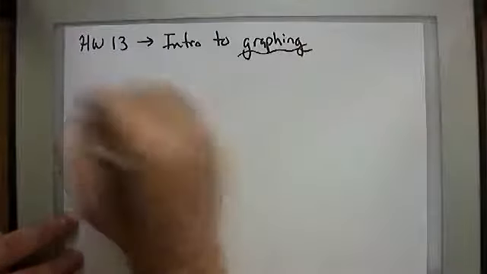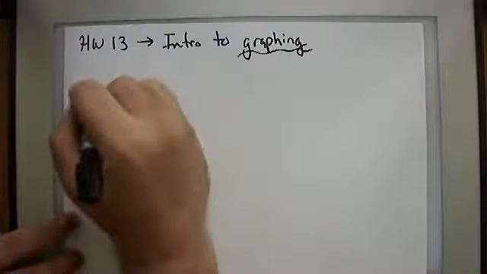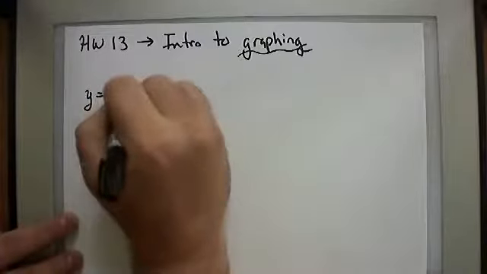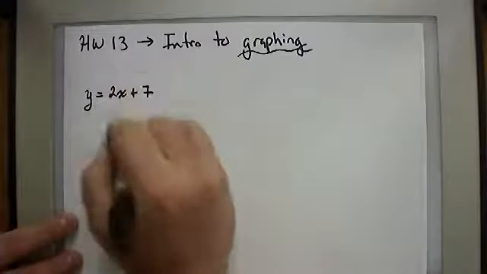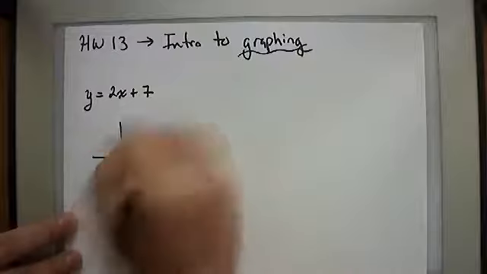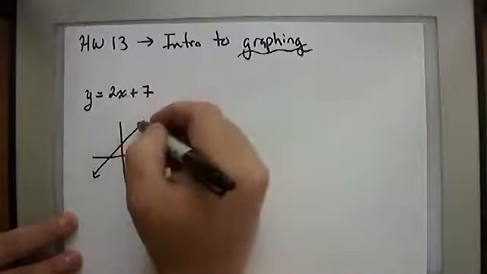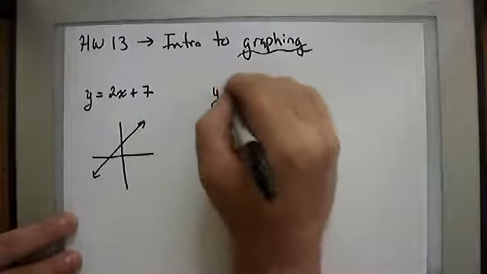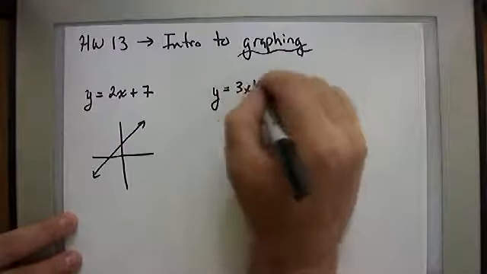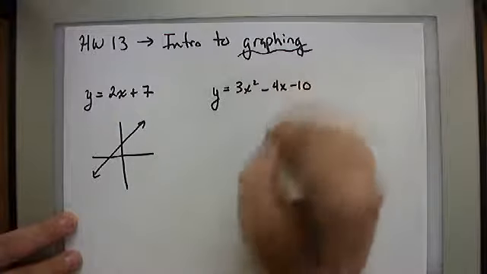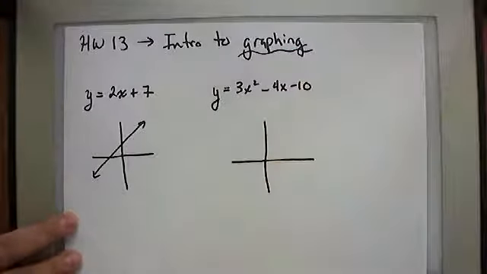What does graphing mean? Just generically speaking, I'll just give you a couple visual examples. You don't even need to write these down. You just listen. Graphing is taking an equation and making a line out of it, right? So 2x plus 7, the graph would look like that. You can have stuff that's real crazy, y equals 3x squared minus 4x minus 10.